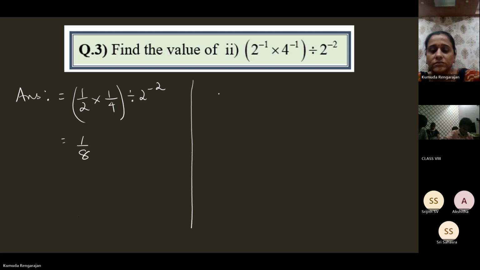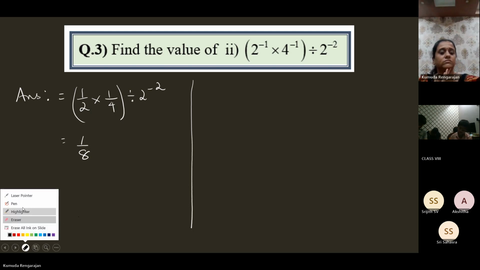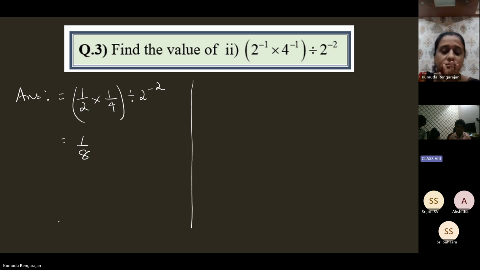Ma'am, can I say? Yeah. Ma'am, then multiplication we have to write divided by 1 by 2 to the power 2. Division or multiplication? 1 by 32, ma'am. Answer 1 by 32. Ma'am, now can I tell, ma'am? Yeah. Ma'am, it is 1 by 8 divided by 2 to the power minus 2, ma'am. No, change it.